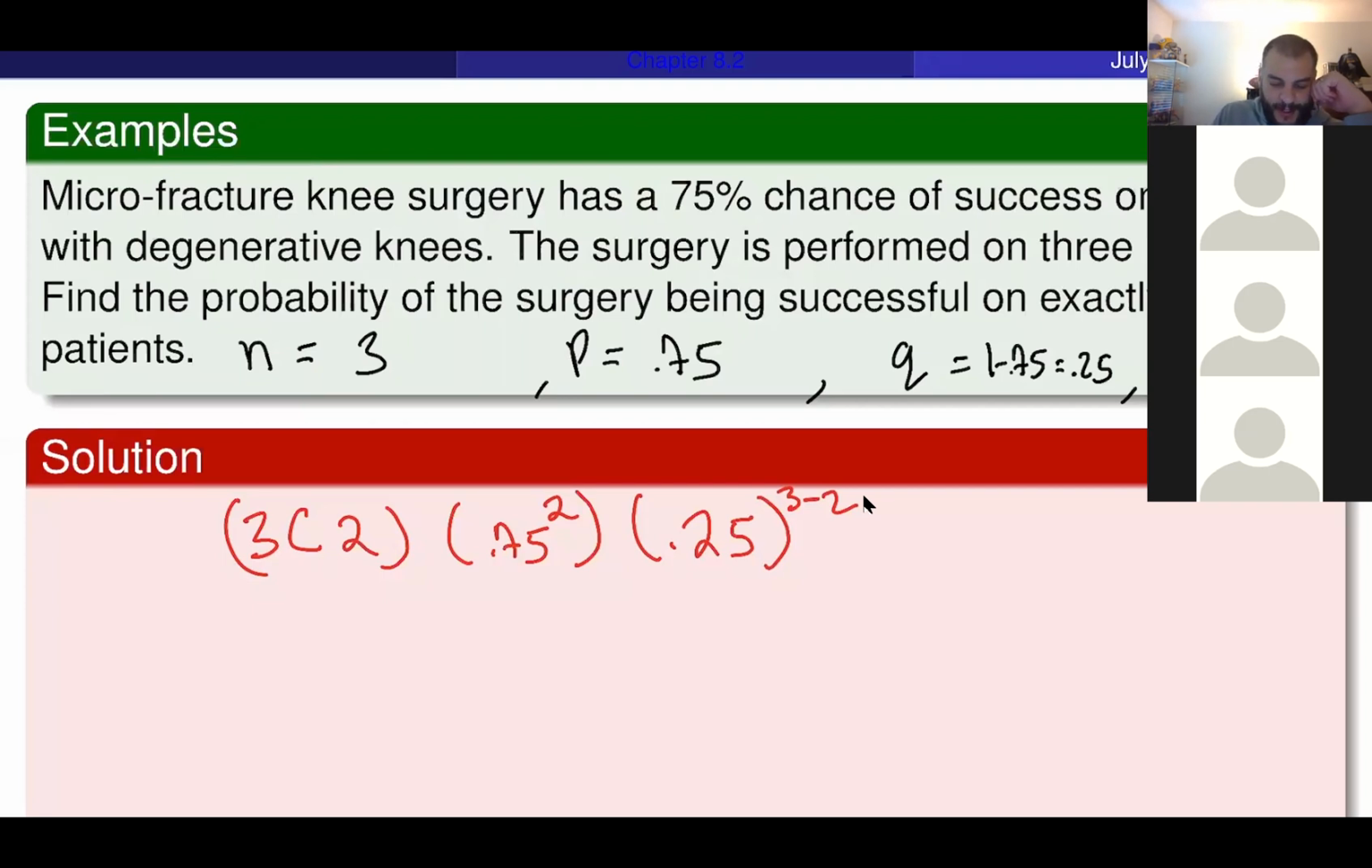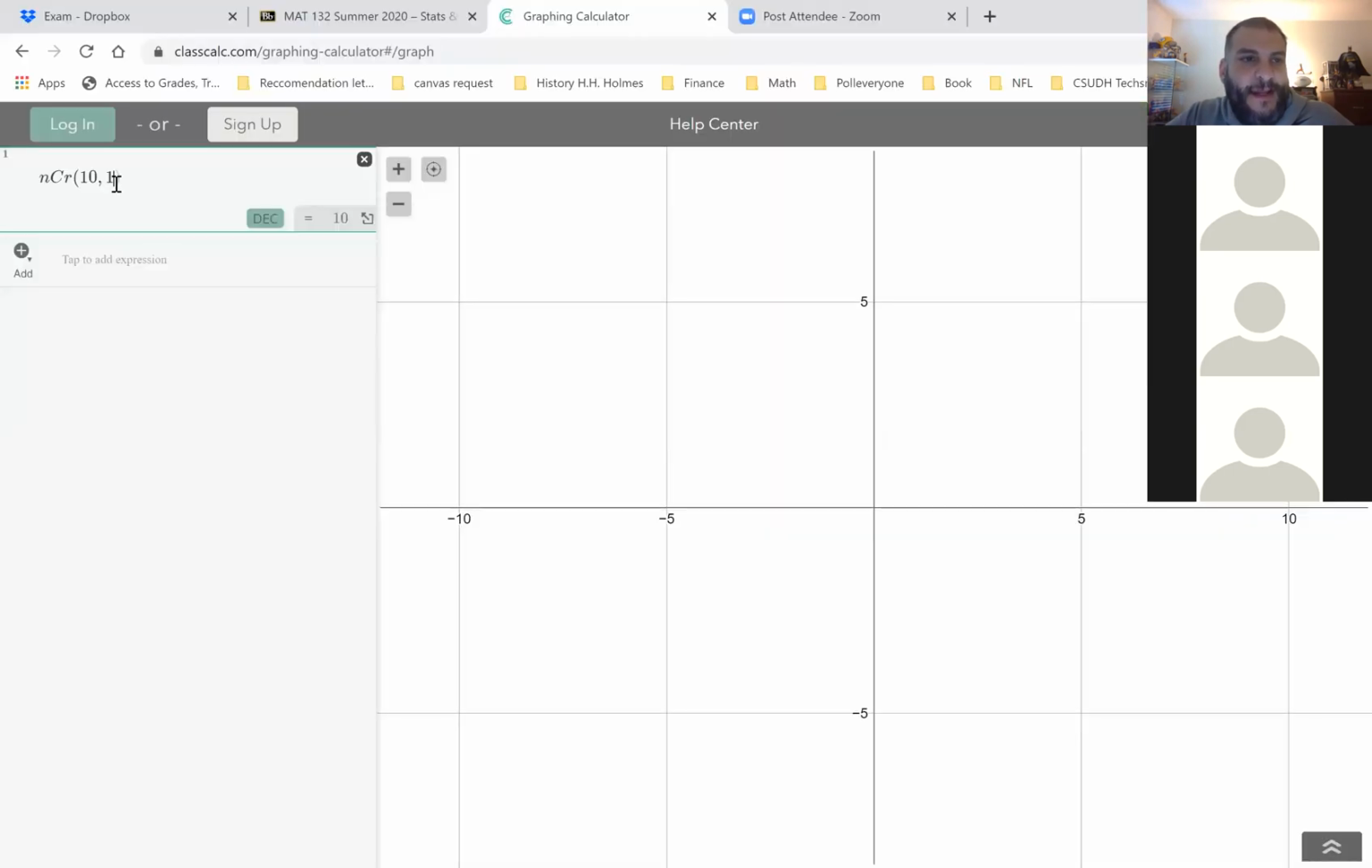Okay, so I'm going to go over to ClassCalc, and I'm going to calculate this in ClassCalc. So let's go over to ClassCalc. I'm going to go over here and delete this. You put 3, you put 2, and if you look right here, you get 3. So for this portion, you put 3.